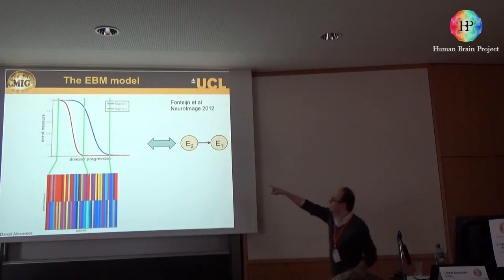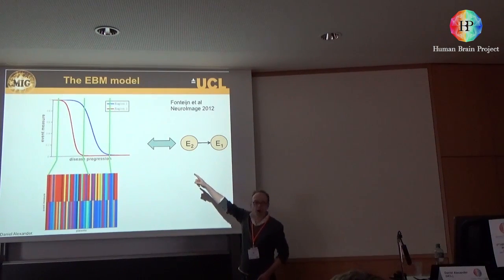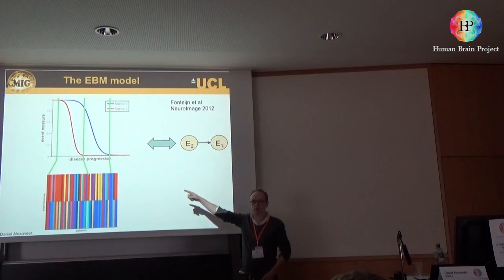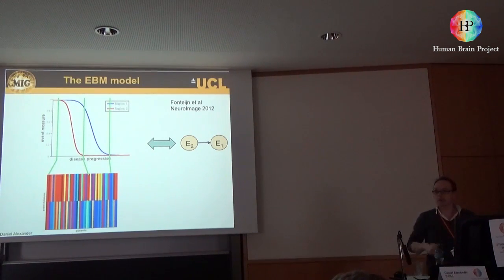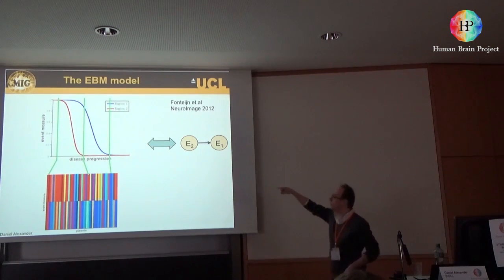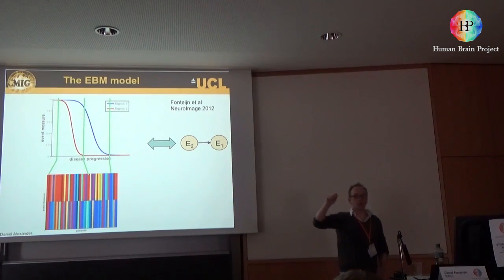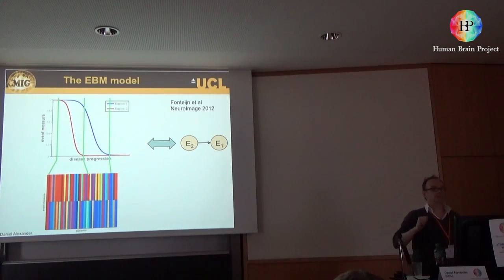The more people we have that have a high value of the blue biomarker and a low value of the red one, the more evidence we have that the red one goes before the blue one. And that idea scales up to a larger number of biomarkers, and that's basically the way the event-based model works. So we look for people who have got normal values of 1 but abnormal values of others.